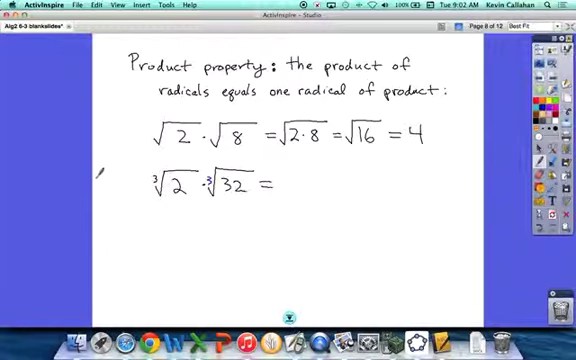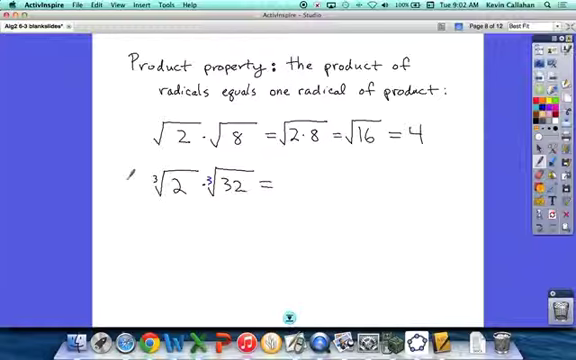So what this property says is if I'm multiplying radicals, as long as they're the same kind of radical, they're both square roots, then I can actually make that one radical and multiply inside that one radical, 2 times 8. And 2 times 8 is 16. So it's the square root of 16. I can simplify. That's a 4. Now, I couldn't do anything with the square root of 2 and the square root of 8, but by putting them into one radical, now I could get some simplification. So that's where we use the product property.